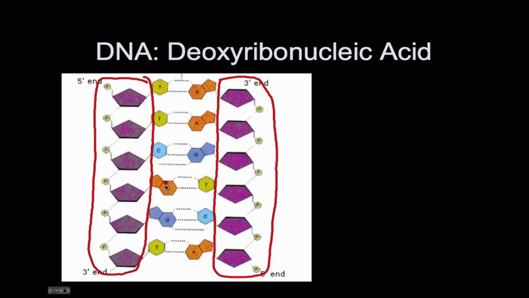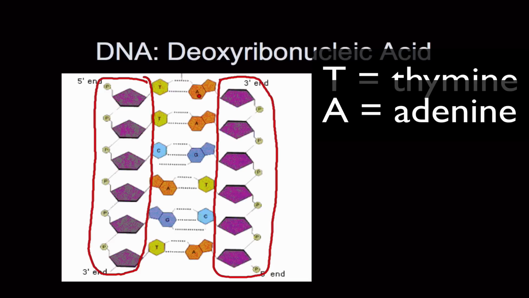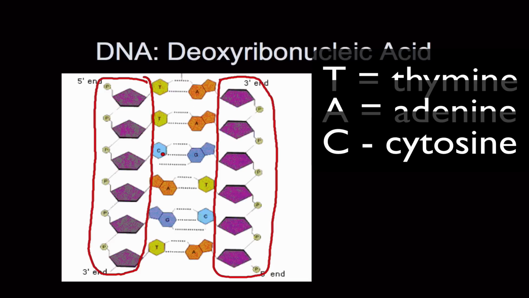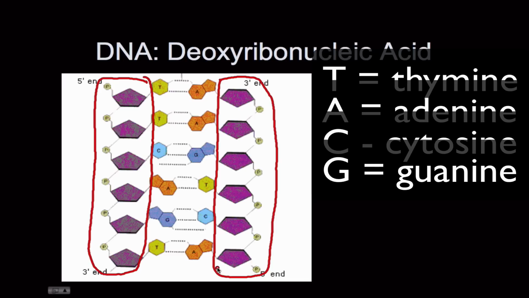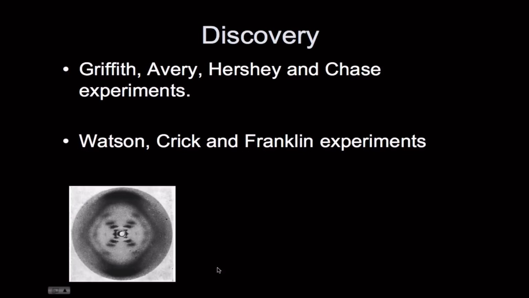And then inside here, you see these nucleic acids, or these base pairs, as they're called. Now, this one here, the T is for thymine and the A is for adenine. We have C for cytosine and G for guanine, and we'll talk about those in a little bit more detail. But let's talk about the discovery first.